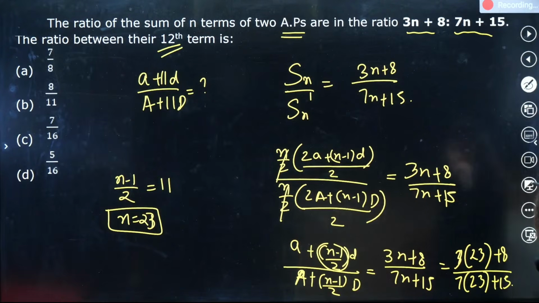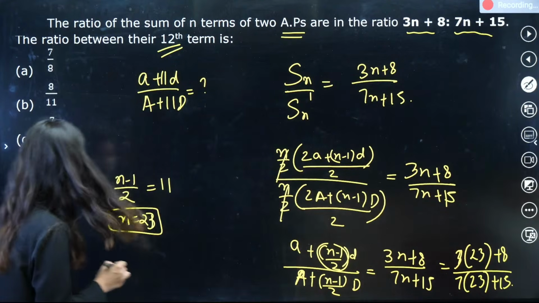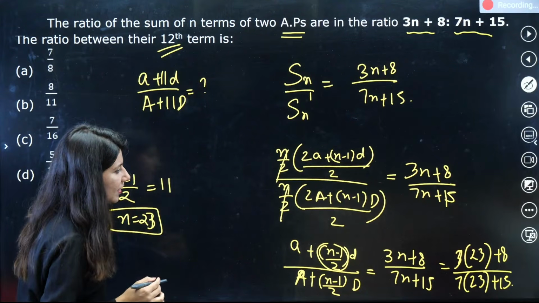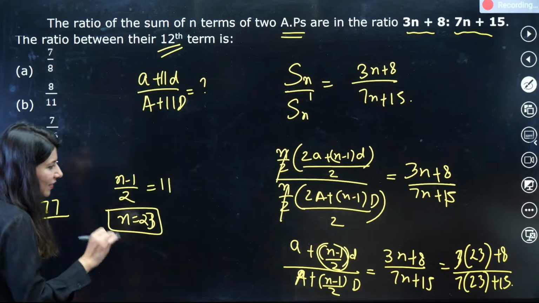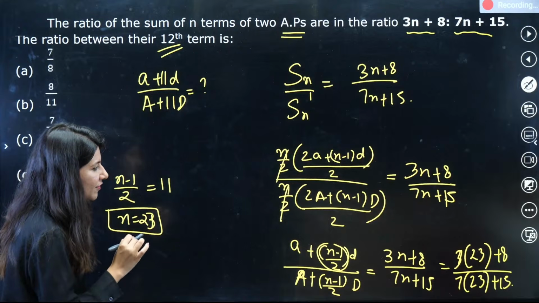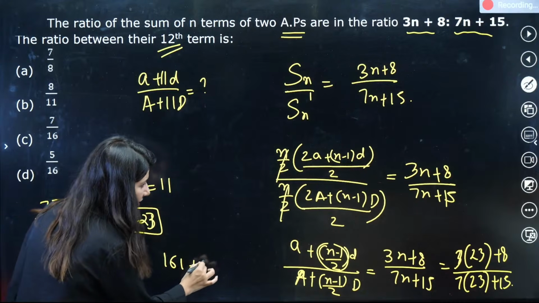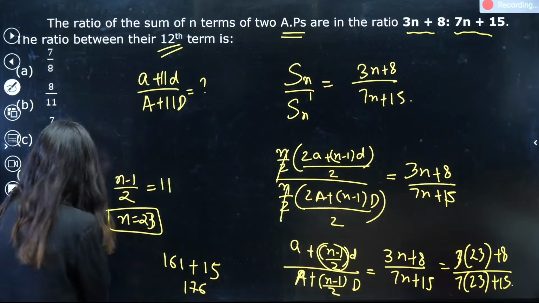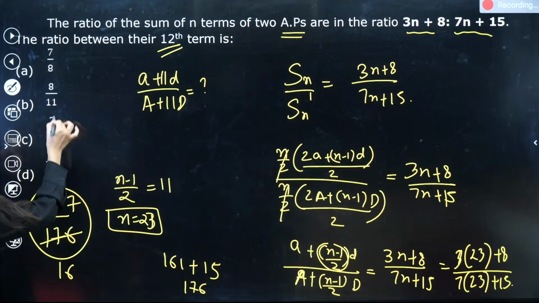Okay, so you just solve it. 3 3s are 9, 3 2s are 6, 69 plus 8, so that is 77 upon, what about this? 7 3s are 21, 2 carry, 7 2s are 14, 16, so 161 plus 15, so this is 176. This is your answer. 11 sevens are 77 and 11 16s are 176, so 7 upon 16. Option C.